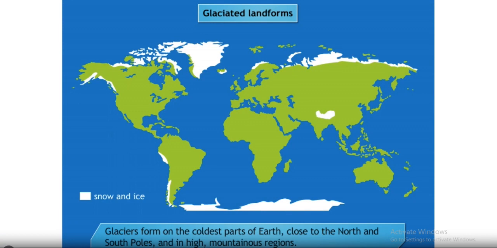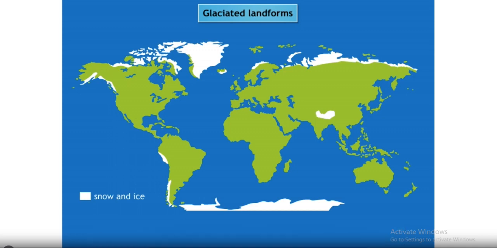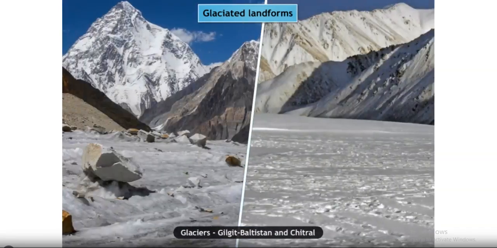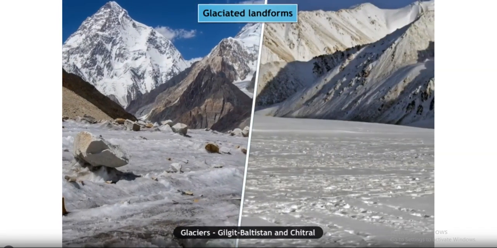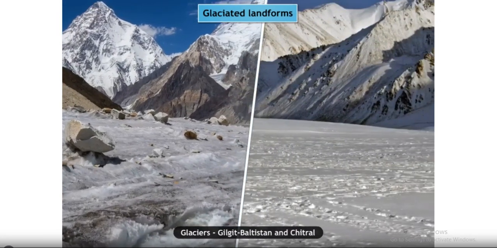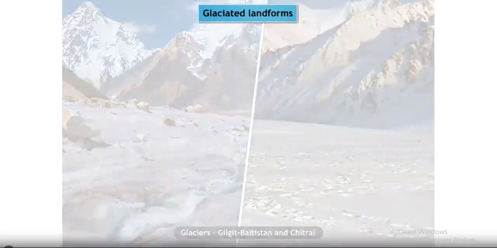Glaciers form on the coldest parts of Earth, close to the North and South poles, and in high mountainous regions. The white region in the map shows the glaciated parts of the Earth. Most of Pakistan's glaciers are located in the northern regions of Gilgit-Baltistan and Chitral.